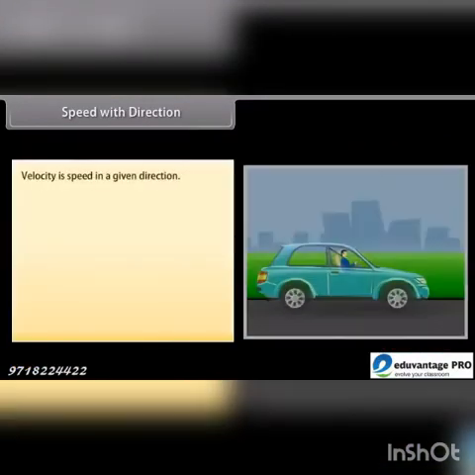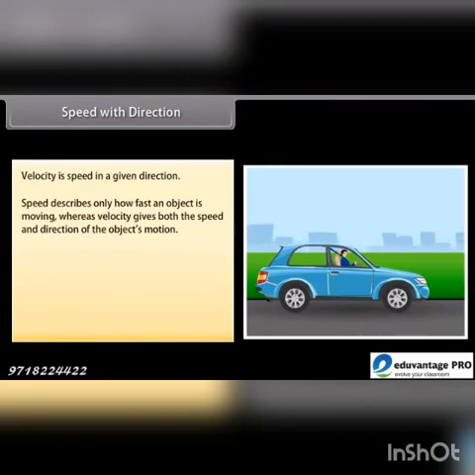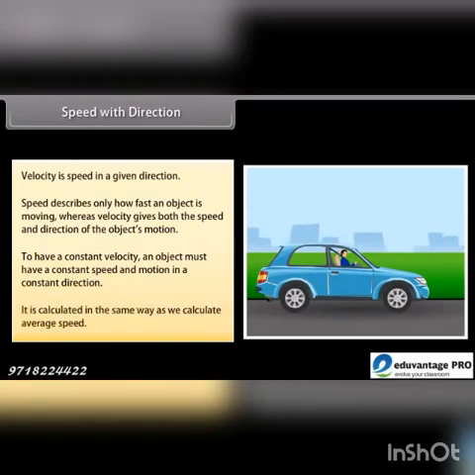Speed with direction. Velocity is speed in a given direction. Speed describes only how fast an object is moving, whereas velocity gives both the speed and direction of the object's motion. To have a constant velocity, an object must have a constant speed and motion in a constant direction. It is calculated in the same way as we calculate average speed.